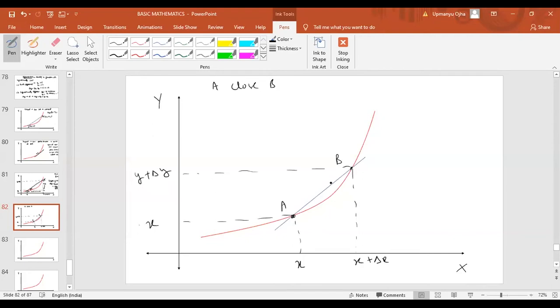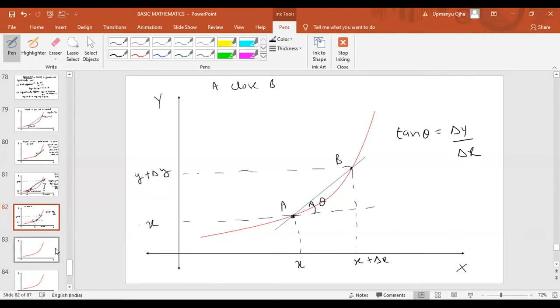Now to find the slope of this curve, again we have to draw the horizontal line and take the angle theta. The tan theta will again be equal to delta Y by delta X. But now if I bring A and B close to each other, the values of delta Y and delta X are decreasing. So that is tan theta, or the slope of this secant.